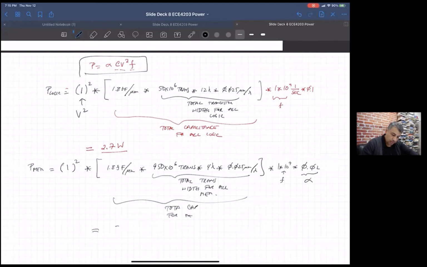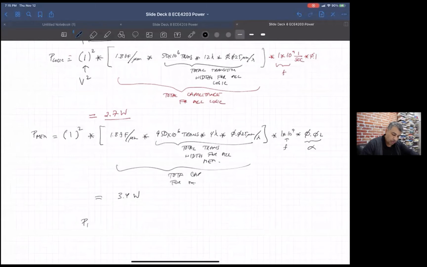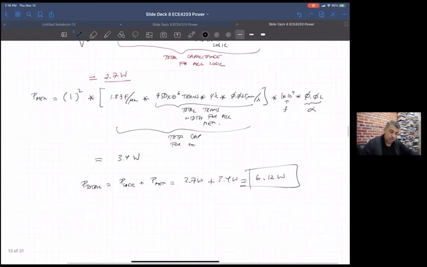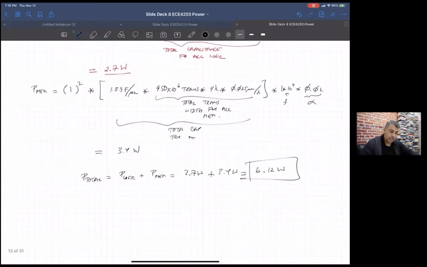So that is 3.4 watts. So the total power of your chip is just those two. So P logic plus P memory is 2.7 watt plus 3.4 watt is 6.12 watt. Okay, so that's your total power consumption for this chip. That was the example.